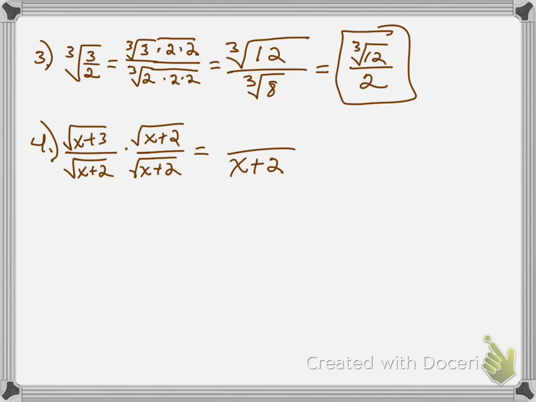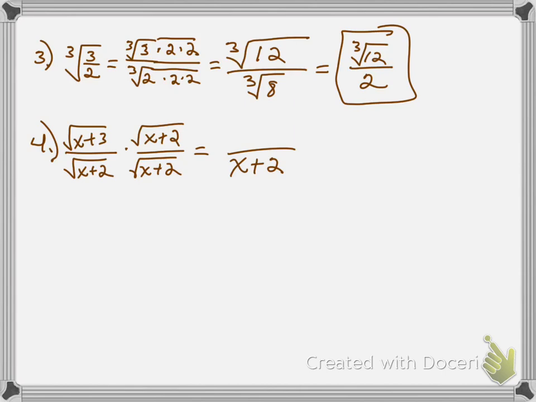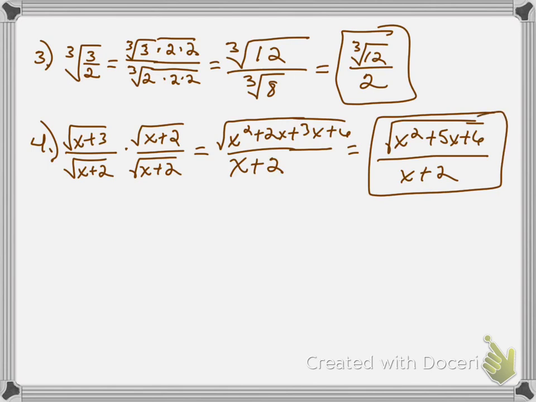Because if you notice, going back, the square root of 2 times the square root of 2 gave us 2. Same principle. So when we come over here, we have x plus 2 times x plus 2, and you're taking the square root, you get x plus 2. The top, you have to do your full method. So you have x squared plus 2x plus 3x plus 6. Combine your like terms, so you end up with x squared plus 5x plus 6 over x plus 2, and that is your answer.